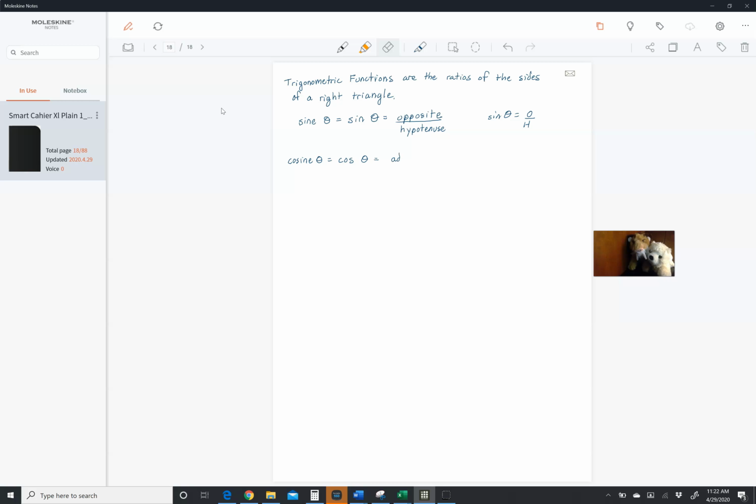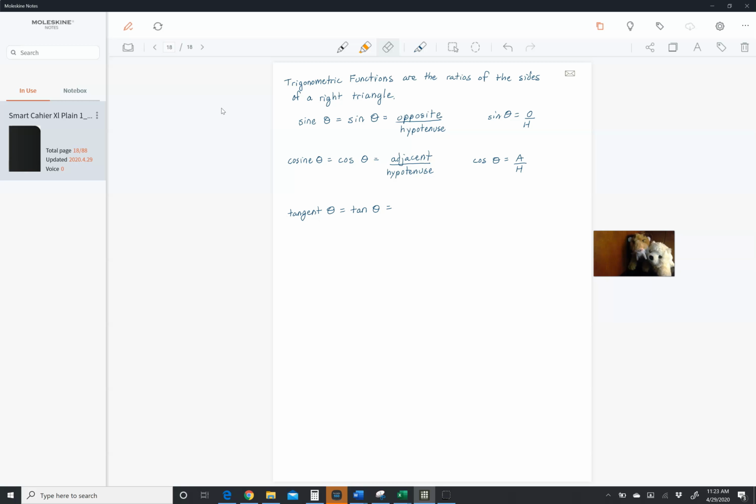This one is the adjacent over the hypotenuse. So this is just rewriting it. It is A over H. Typically adjacent is just A, hypotenuse is just H, opposite is just O. Then the last one is tangent. It's abbreviated tan.